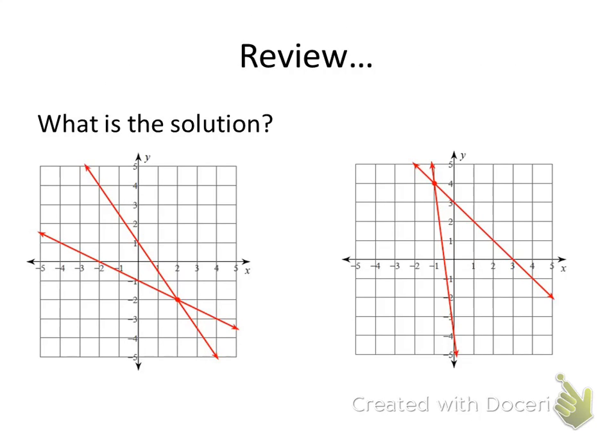Yep, where the two lines meet. So everyone looking up here, this is where the two lines meet on this first one. That's (2, -2). What about on the second one? Where do the two lines meet? (-1, 4). It's right here, (-1, 4).